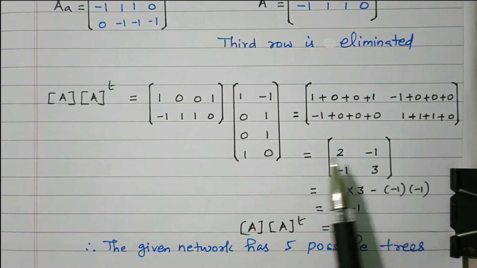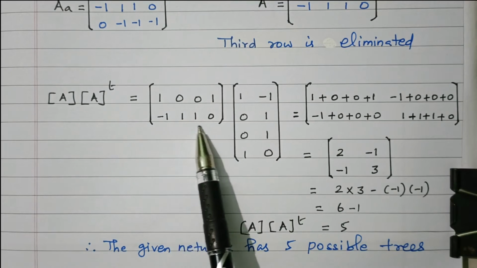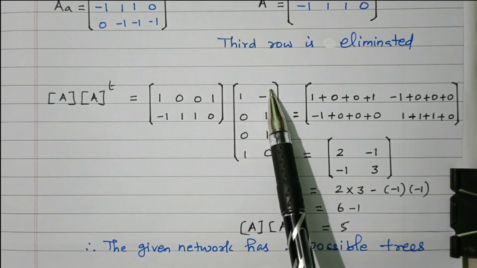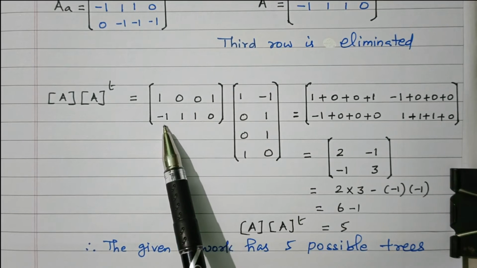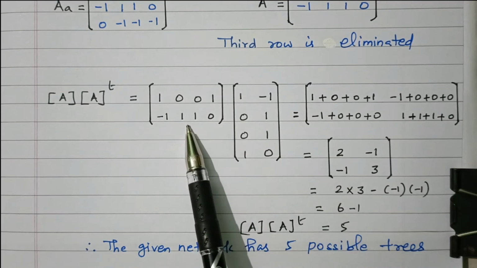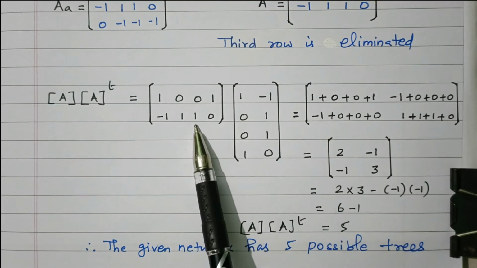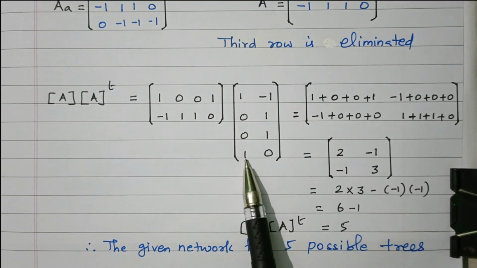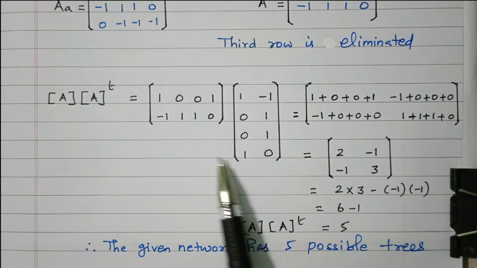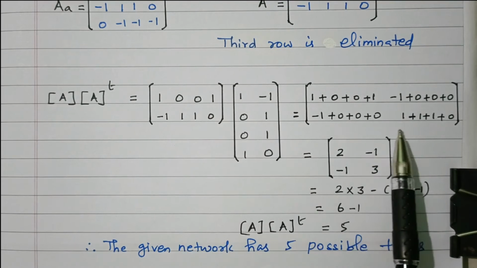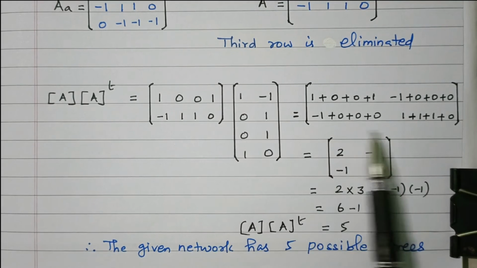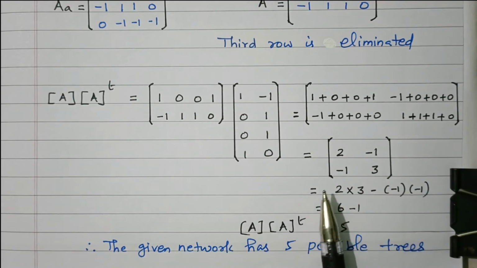Now the second row, how can we do it? The second row elements are multiplied with the first column elements, then the second column elements. So 1 into minus 1, minus 1, 1 into 0 is 0, 1 into 0 is 0, 0 into 1 is 0. Now repeat for the second column: minus 1 into minus 1 is plus 1, 1 into 1 is 1, 1 into 1 is 1, 0 into 0 is 0.